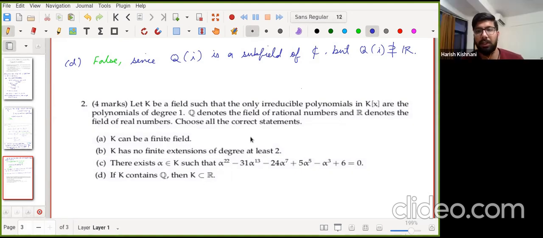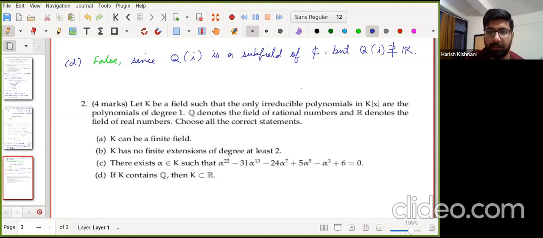Okay. So it says let K be a field such that the only irreducible polynomials in K[x] are the polynomials of degree 1. So this is a specific property that is being given to you for the field K. What does this mean? That if you have a polynomial of degree more than 1, then it is always reducible, right? So there is no irreducible polynomial of degree greater than 1. So that precisely means that. Okay, so Q denotes the field of rational numbers and R denotes the field of real numbers. Choose all the correct statements.